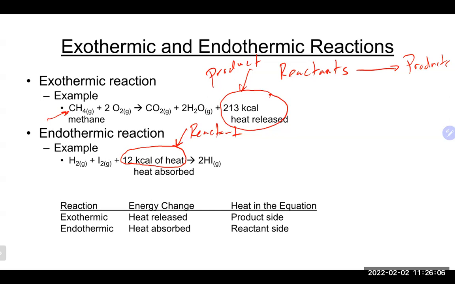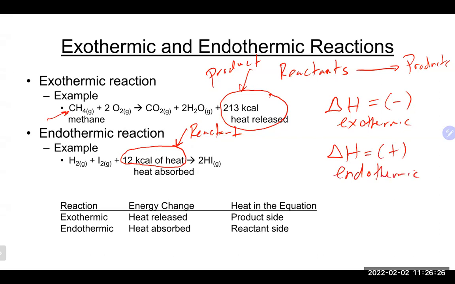Again, in most cases reactions you'll come across won't have the energy written in. They will use that delta H value as we talked about earlier. And that delta H value would be negative for exothermic and positive for endothermic.